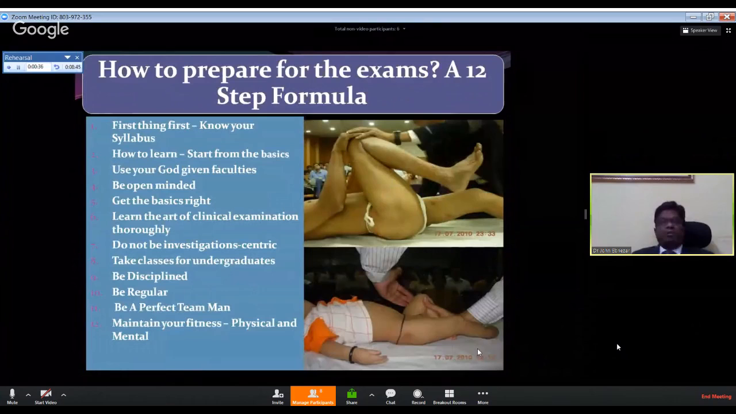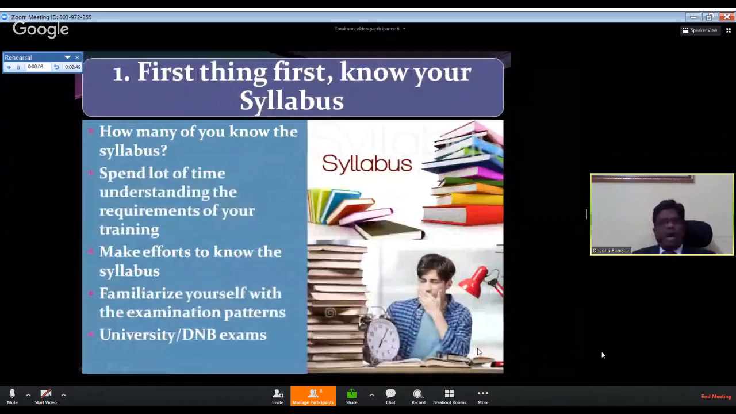First things first, know your syllabus. How many of you know the syllabus? Spend a lot of time understanding the requirements of your training. Make efforts to know the syllabus. Familiarize yourself with the examination patterns. Universities are different, entrance exams are different, so you should know what the syllabus is.